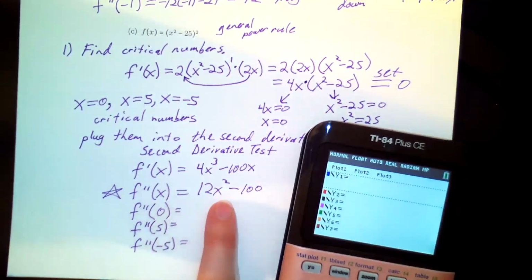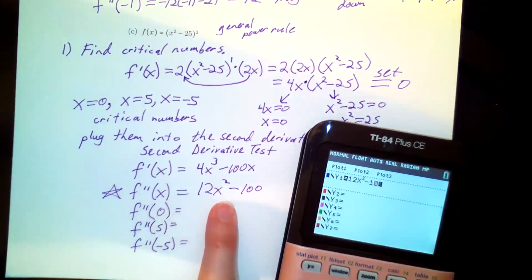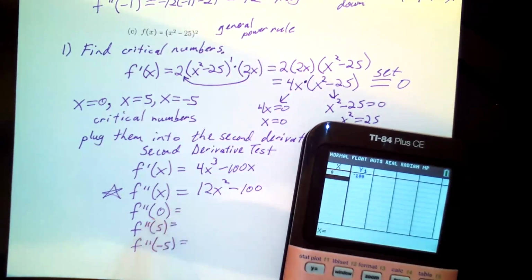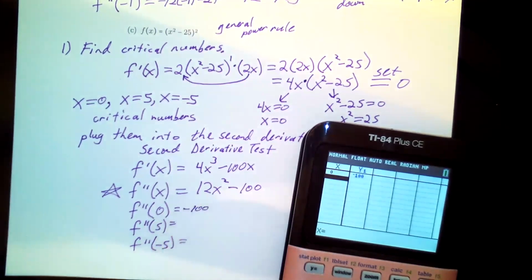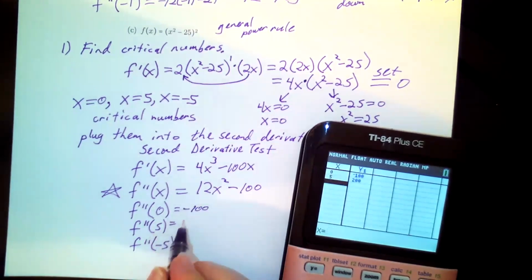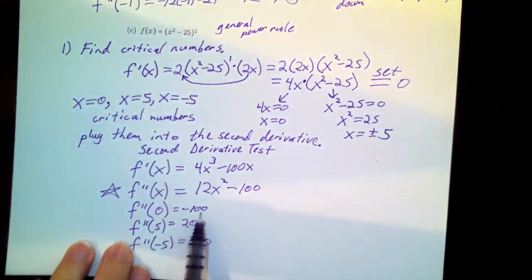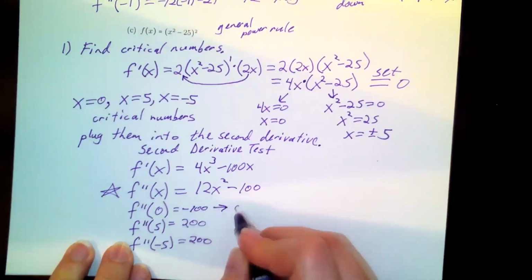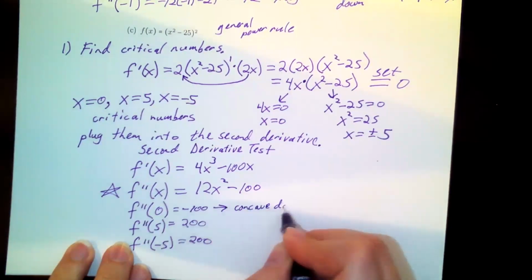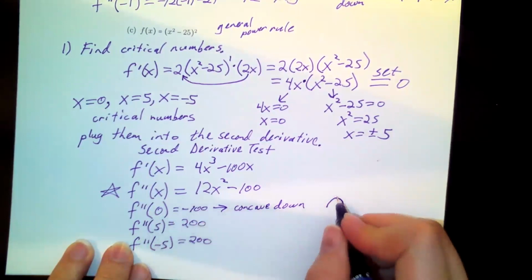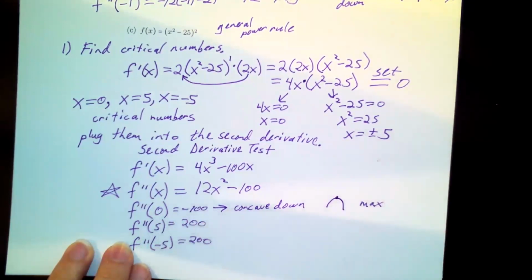Let's put in our second derivative, 12x squared minus 100, and punch in these critical numbers. I plug in 0, I get the second derivative value of negative 100. Plug in 5, second derivative value of 200. Plug in negative 5, second derivative value of 200. Negative result from the second derivative means my graph is concave down, right there at 0. So if it's concave down at this critical number, that critical number has to correspond to a max.